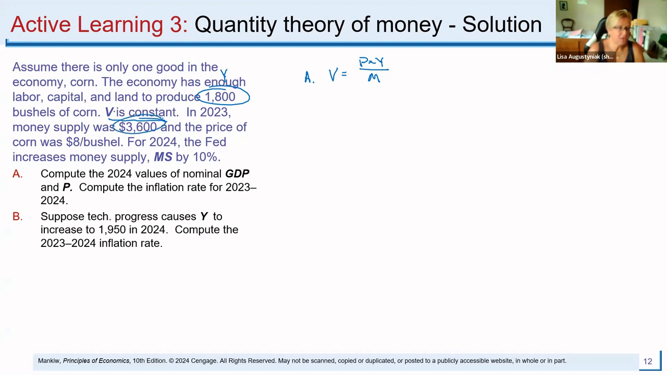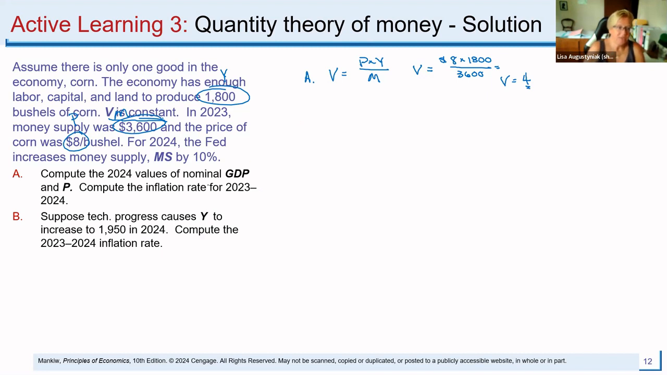Money supply is here at M, price of corn, $8. That's our price. So we're going to say velocity is equal to $8 times 1,800 real GDP divided by 3,600. And when we get that, we get a velocity of 4. That means that the average dollar was used in 4 transactions.